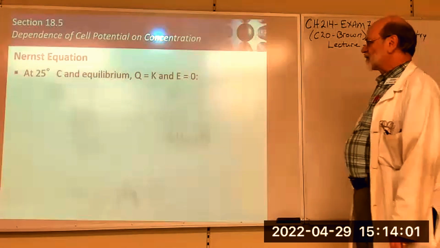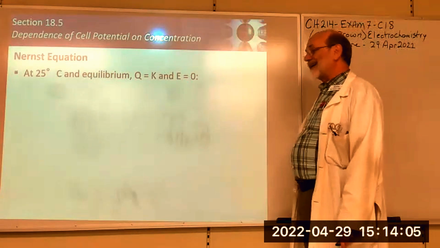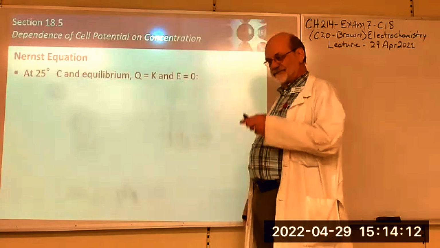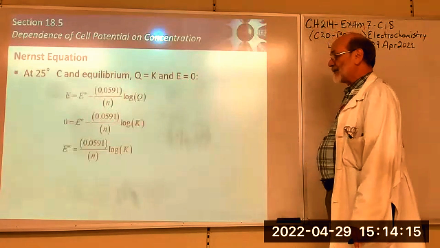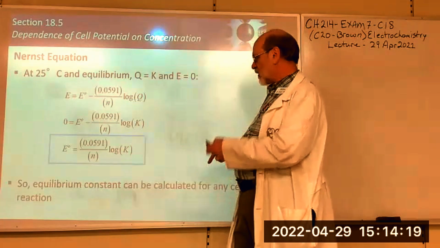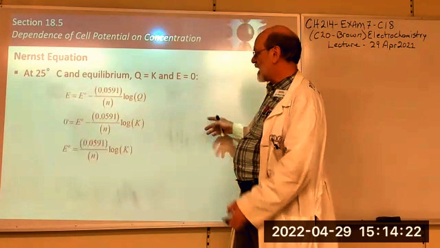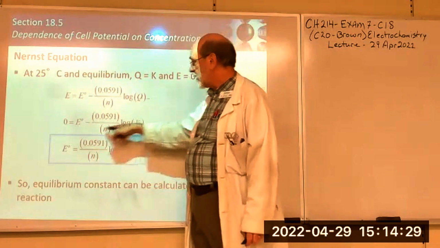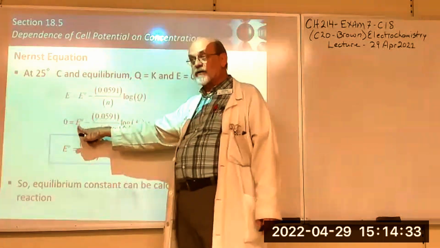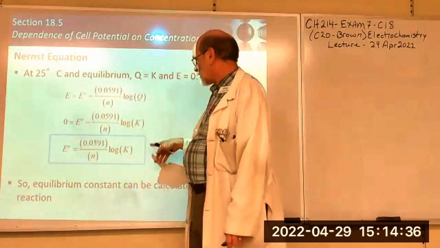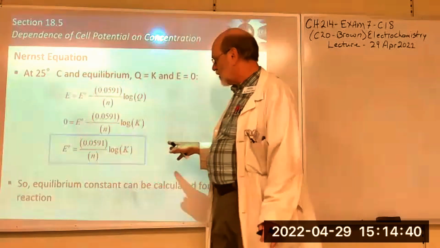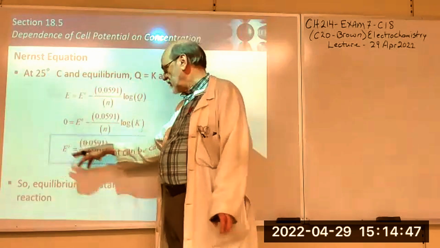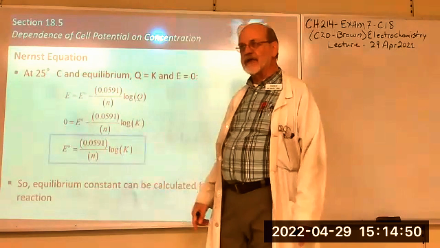Okay, so at 25 C and equilibrium, Q is equal to K. And once you reach equilibrium, there's no voltage. So under these circumstances, if we substitute K in this equation for Q, that means no voltage, but there's still the standard voltage. So all we need to know is the standard voltage for the reaction, for the cell, and how many electrons are transferred, and we can calculate K for that reaction.